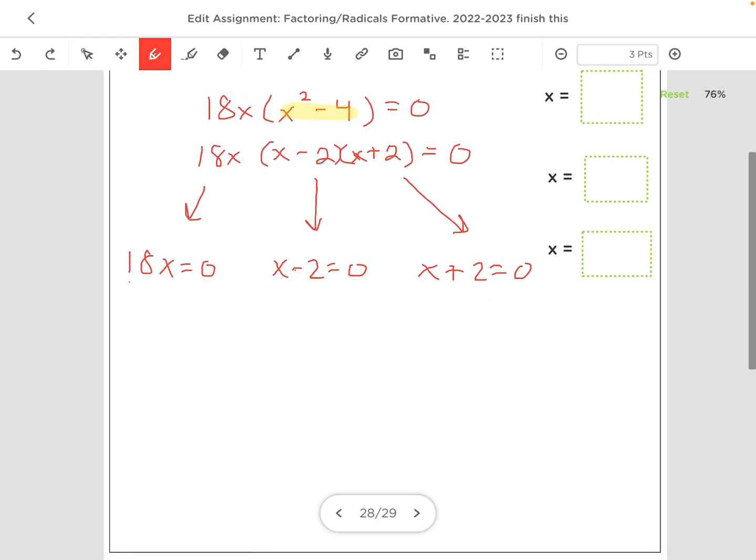So on the left-hand side, when I divide both sides by 18, remember 0 divided by 18 is 0. And then here in the middle, I'm going to add 2 to both sides, and so I get x equals 2. That's another one of my answers. And I'm going to subtract 2 from both sides, and I get x equals negative 2. So in one box, I'll put a 0, and in the next box, I'll put 2, and in the next box, I will put negative 2.